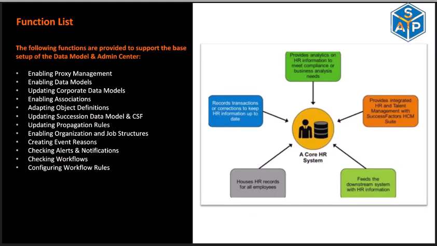Now we'll see the function list we have in the Employee Central module. Here we have proxy management and the data model, which can be country specific or corporate, and the succession data model. Then we have event reasons, alerts and notifications, workflow, and workflow business rules. In this function list we also have building blocks. Can we move to the next slide, Kimaya?